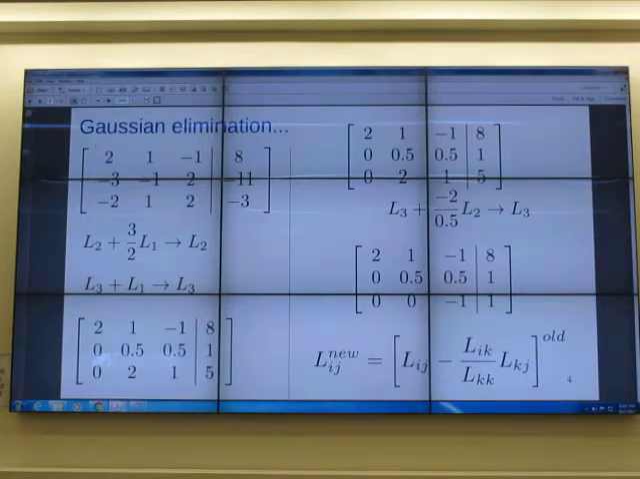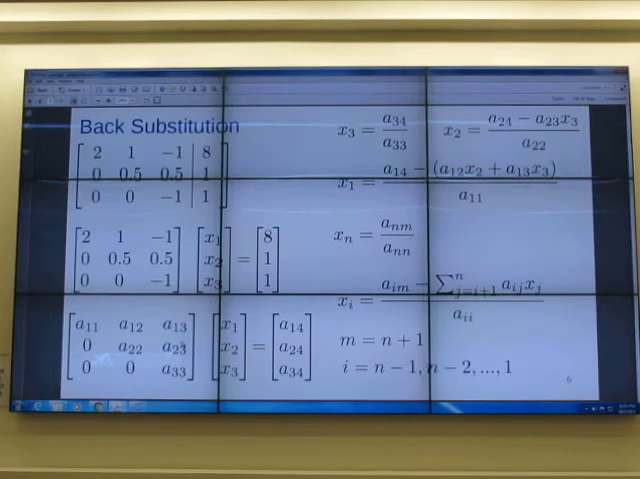We specify the pivoting element. We do everything below it. For the first column, then we move to the next pivoting element. We do everything below it. And if the pivoting element is done, like we reach the bottom right, we stop. We finish Gaussian elimination. Once we do Gaussian elimination, we have to do back substitution.